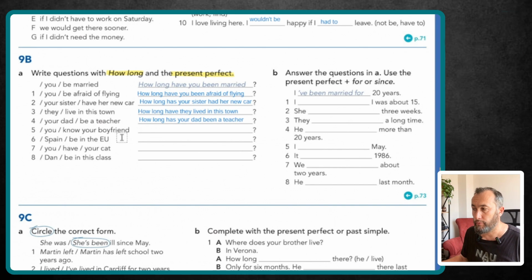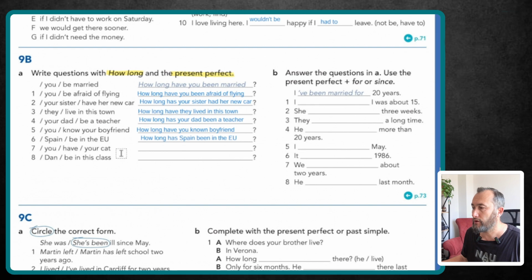5. You know your boyfriend. How long have you known? The past participle of know is known. How long have you known your boyfriend? Spain be in the EU. So like how long? Spain is it, a country, it. So for it we use has. Has Spain, capital letter, has been. How long has Spain been in the European Union? EU means European Union, guys.